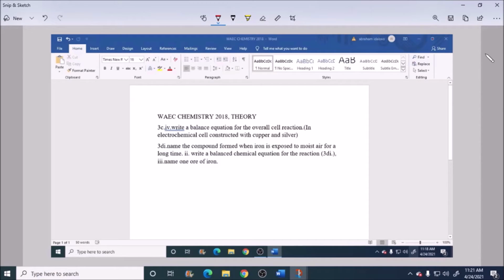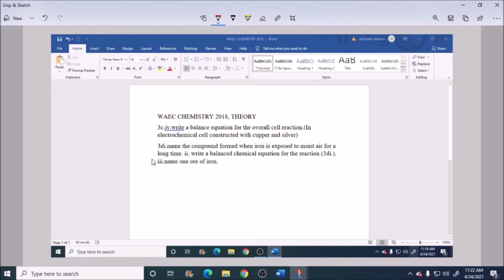Then Roman figure 3, we have to name one ore of iron. We have different iron ores. One of the iron ores is hematite, we have magnetite, we have siderite, then we have limonite. So you can just choose one out of the ores listed above, that is the hematite, the magnetite, the siderite, and so on. So let's see the answers.